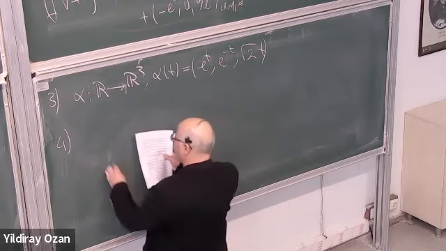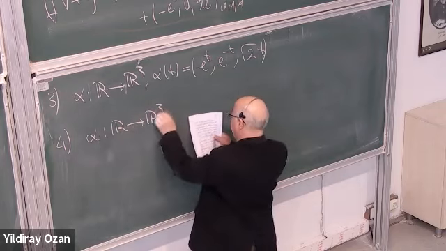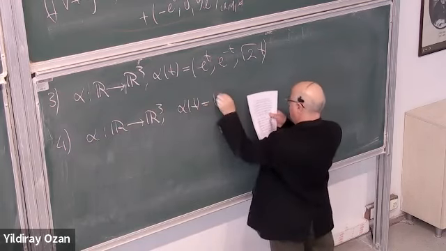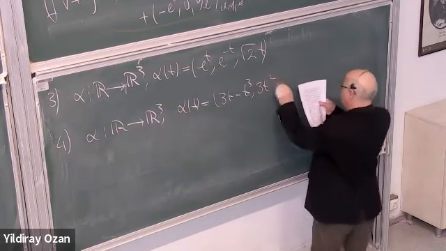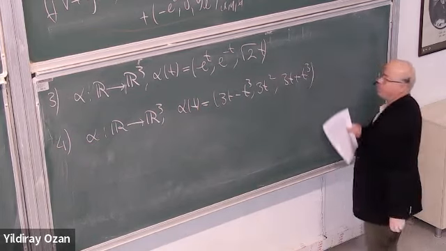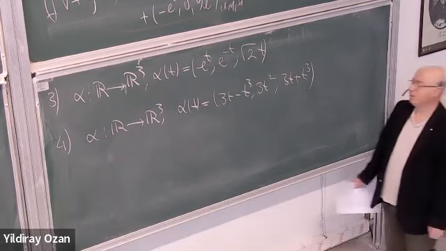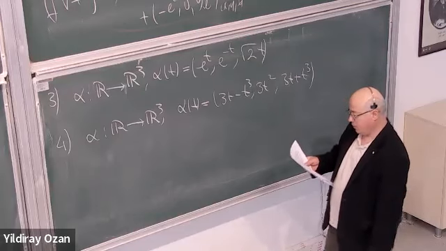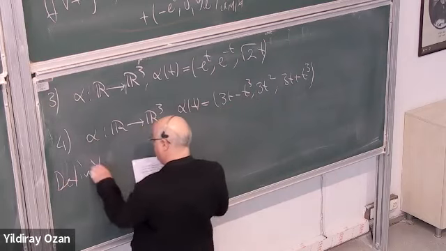Okay. Another one is this one. Again, it may not be easy to sketch the curve: 3t minus t cubed, 3t squared, 3t plus t cubed. Okay. These are just some curves.